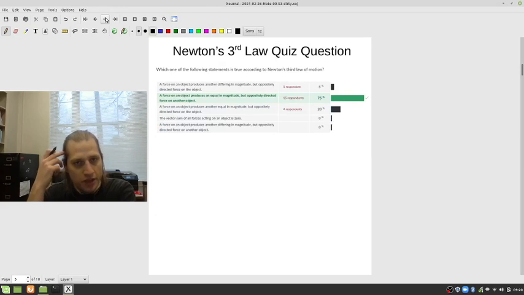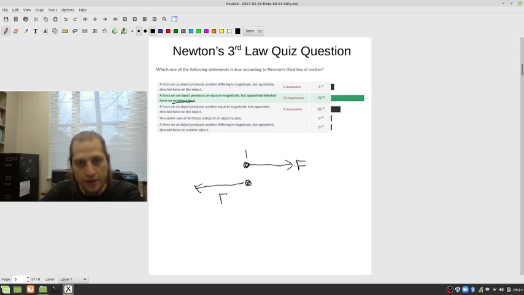What was our most missed Newton's third law question was this one. And the thing that was a little bit confusing was that some people thought that a force on an object produces another equal in magnitude but oppositely directed force on the object. Now I realize that's a little bit ambiguous, but the better answer is that it's on another object. So if there's a force on our object 1, that is counteracted by a force back on a different object.